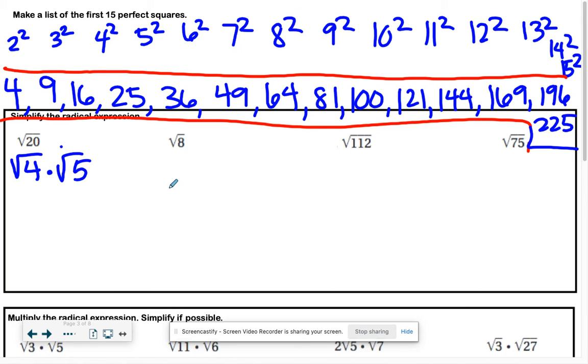We just wrote it differently to help us out. We manipulated it. So now what's the square root of 4? 2. So now we're going to have 2 square roots of 5.